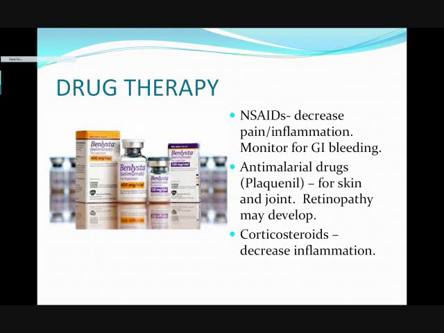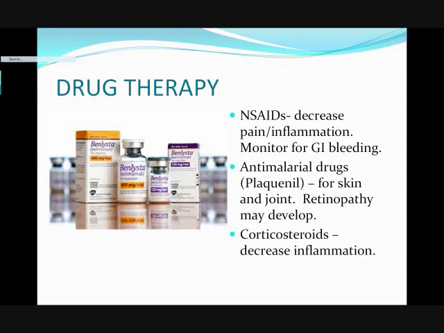Okay. Always. So Plaquenil for skin and joint. As a result of Plaquenil, retinopathy may occur. So this is important for this patient that's on Plaquenil to go for, I believe it's biannual eye exams. I know eye exams are very important. I'm not sure if they have to be done annually or biannually.